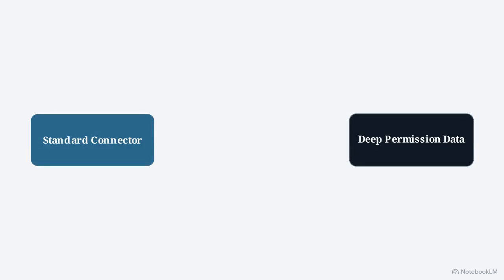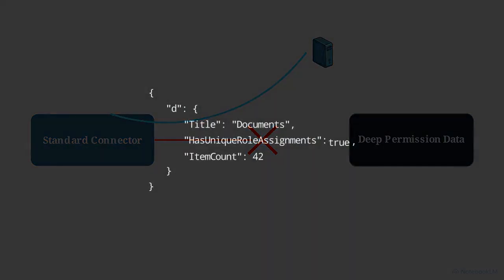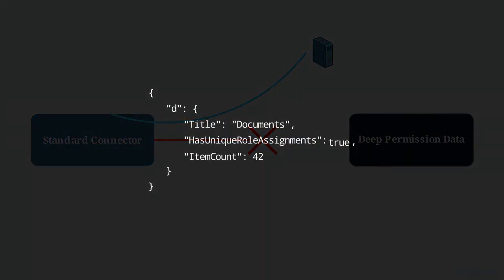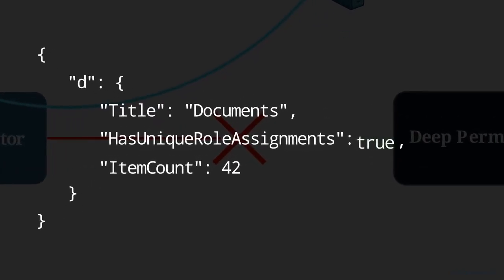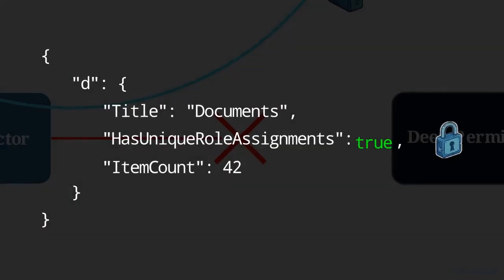Standard Power Automate connectors cannot retrieve the deep permission data required for a compliance audit. We bypass these limitations using the Send an HTTP request to SharePoint action to access the SharePoint REST API directly. The first API call retrieves the library's metadata. We specifically look for a Boolean property called HasUniqueRoleAssignments. This property is essential. It provides the definitive indicator of whether a library has broken permission inheritance.